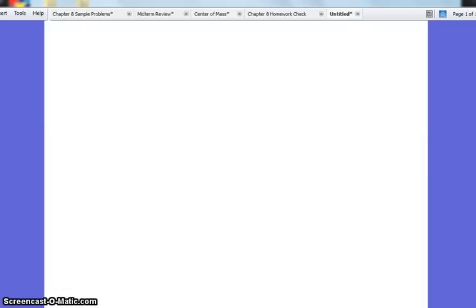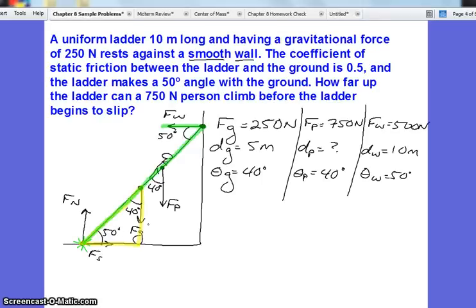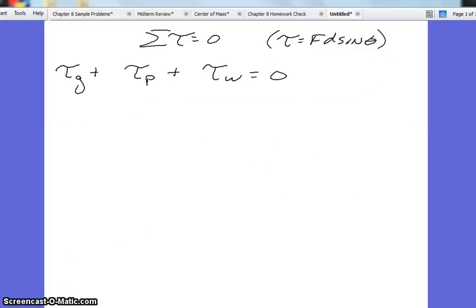These three forces produce torques, and we're going to get the distance necessary for all the torques to balance out. So our total torque is 0, and our torque is F d sine of theta. There's 3 torques because there are 3 forces not at the fulcrum: the torque from gravitation, the torque from the person, and the torque from the wall. Determining positive and negative, we see that the gravitational force will make this ladder rotate clockwise, as well as the person. The wall will make it rotate counterclockwise, and so the gravitation and the person are negative, and the wall is positive.